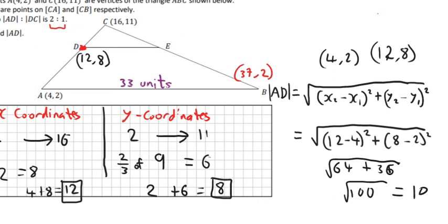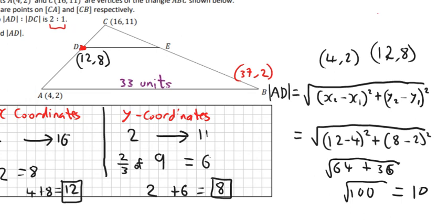You have to get the coordinates of E then as well. Now what you could do is, you could do exactly like we did in the last part there, just between (16, 11) and (37, 2), and just work out what's 2/3 of the way up. Because you know that it's going to be the same thing, so they divide in a ratio of 2:1 as well.